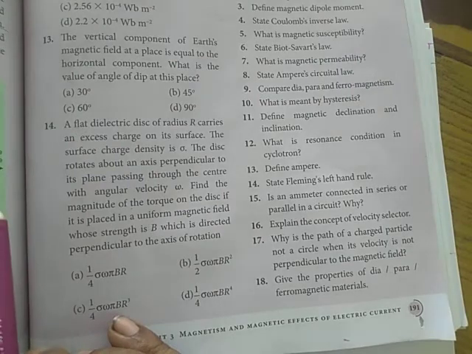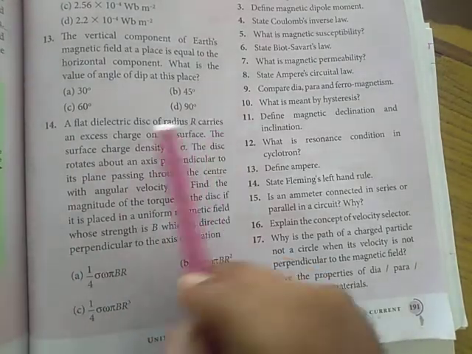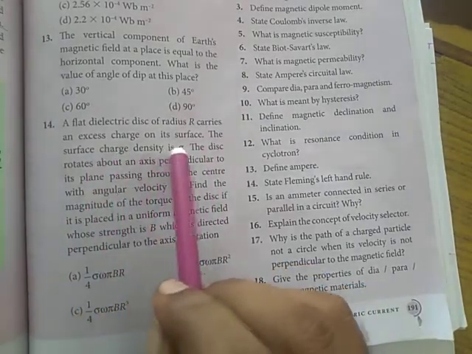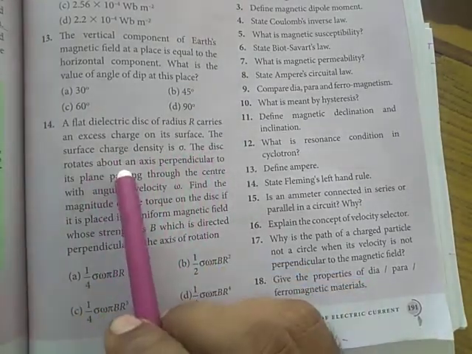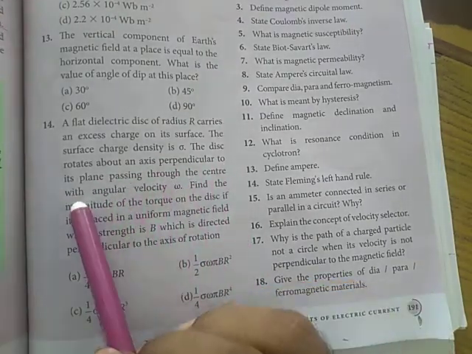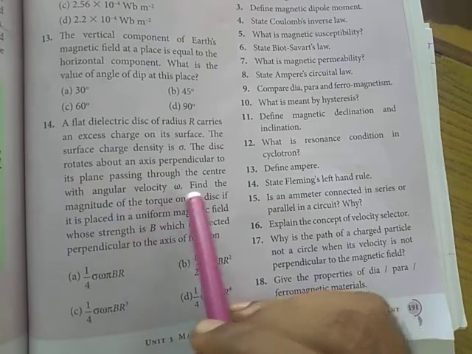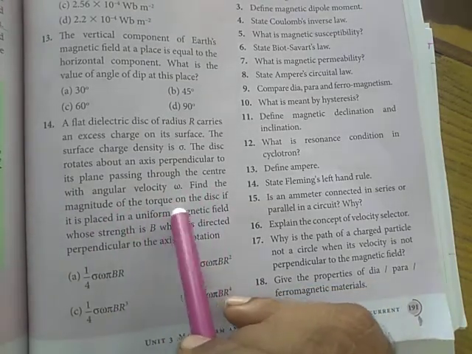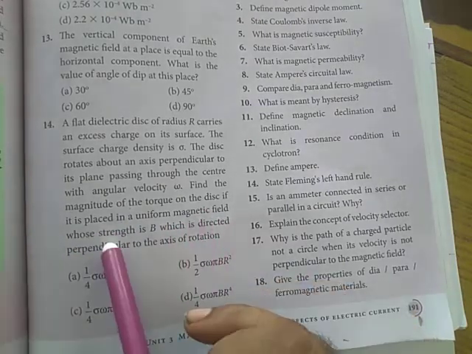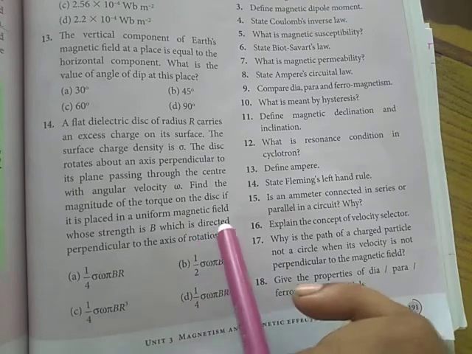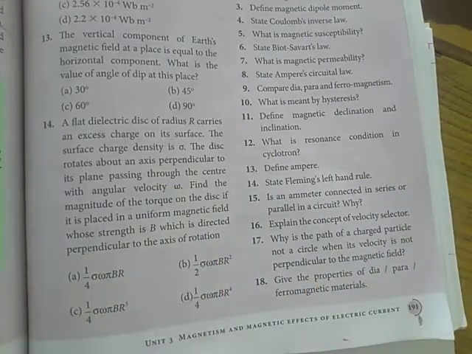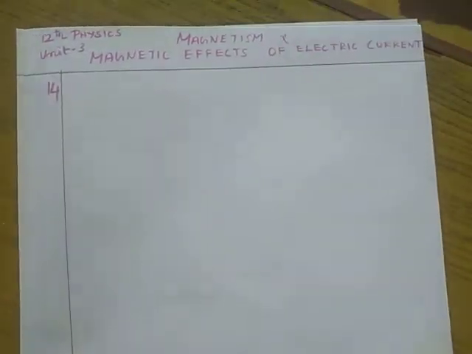A flat dielectric disc of radius r carries an excess charge on its surface. The surface charge density is sigma. The disc rotates about an axis perpendicular to its plane, passing through the center with angular velocity omega. Find the magnitude of the torque on the disc if it is placed in a uniform magnetic field whose strength is B, which is directed perpendicular to the axis of rotation. It is an easy one. Let me see how to solve this.